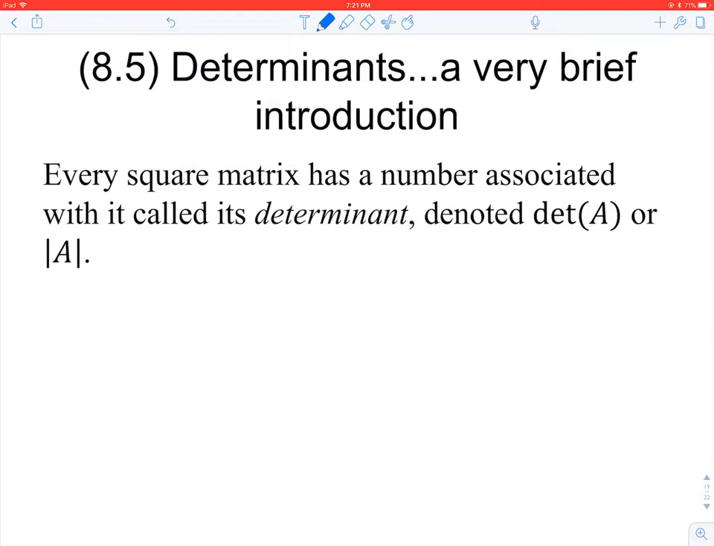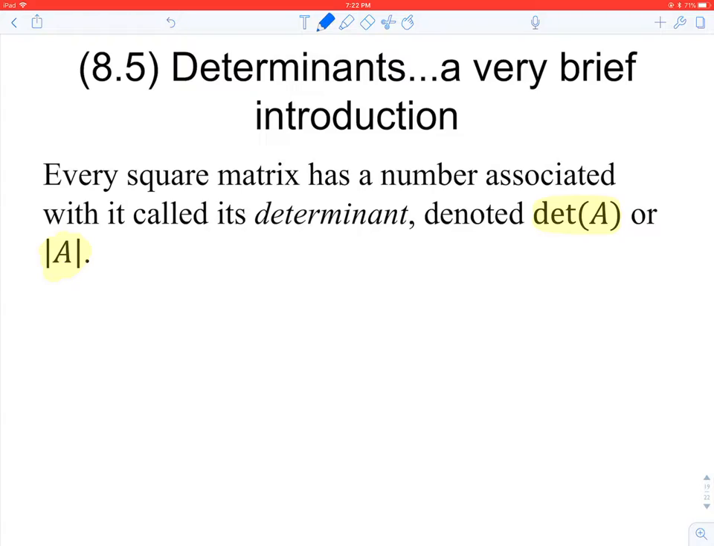There is another method for solving linear systems called Cramer's rule that uses determinants, but we already have enough methods right now for being able to solve linear systems. So I'm just going to show you guys briefly how to find a determinant. Okay, so every square matrix has a number associated with it called its determinant, and it's denoted as det A, or looks like the absolute value of A or the magnitude of A, but it's not a magnitude.